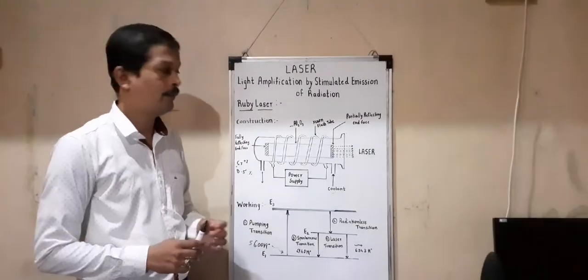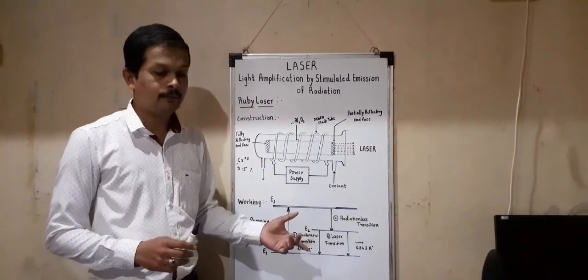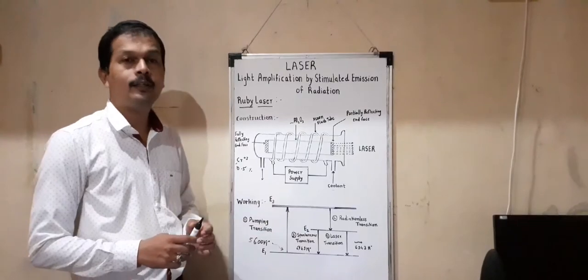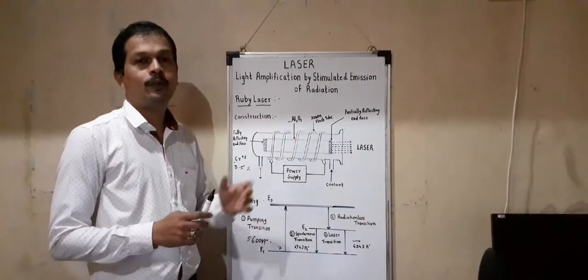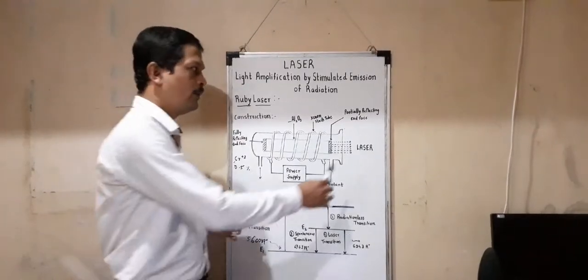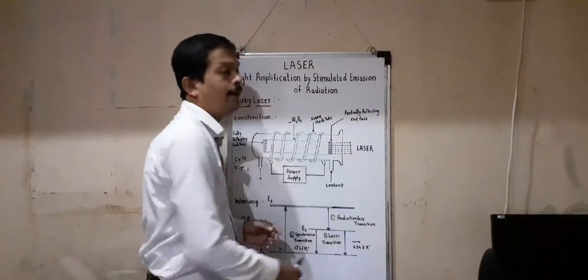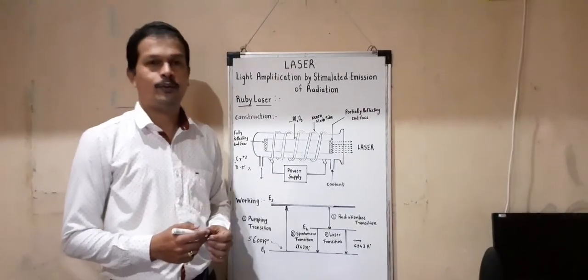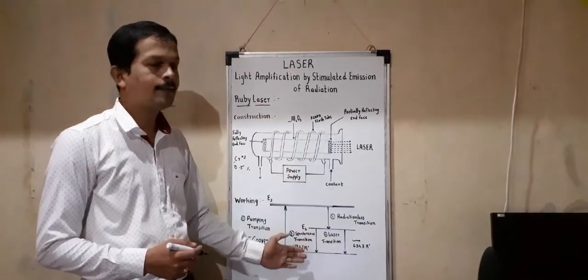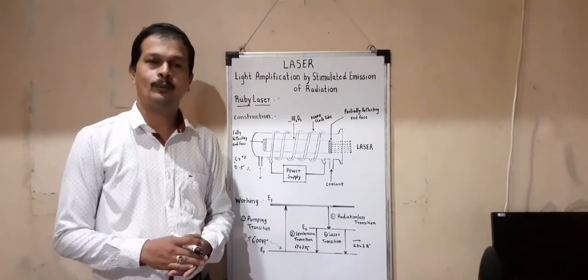6943 angstrom. A stage is reached where the population inversion is caused by one flash of the xenon flash tube. So we get the output as a laser of wavelength 6943 angstrom. So this is about the construction and working of ruby laser.